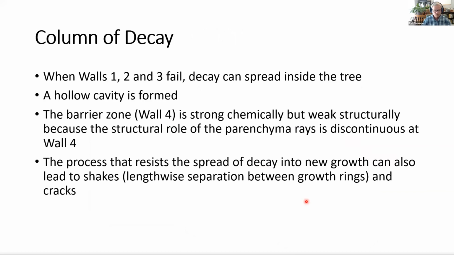When walls 1, 2, and 3 fail, decay can spread inside of the tree. A hollow cavity is formed. The barrier wall 4 is strong chemically, but is weak structurally because the structural role of the parenchyma rays is discontinuous at wall 4. This is how you need to look at it for the exam.